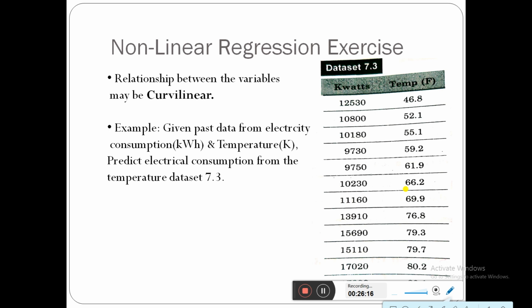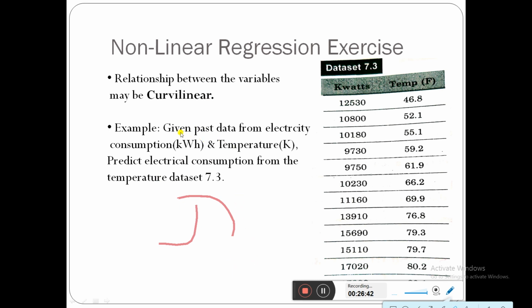Next, we are going for the non-linear regression exercise. Non-linear means curvilinear. The relationship between the variables may be curvilinear. Previously in the graph you have seen it would be like a line, but here whatever the data is, it will be in the form of a curve. Like this, anything. This is curvilinear.